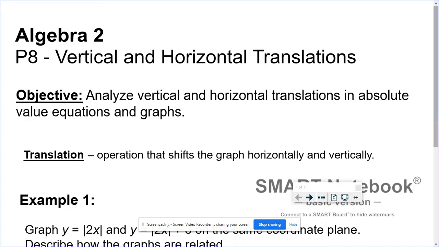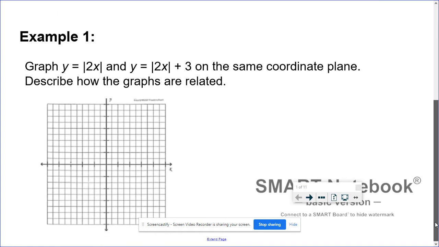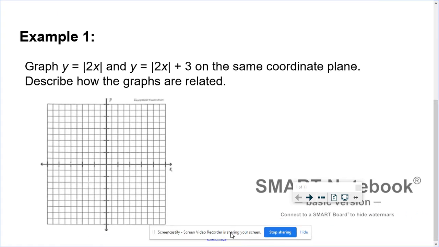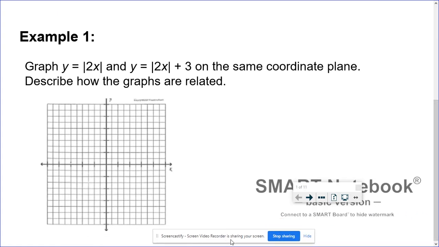The first thing we're going to do is just an example where we're going to graph two different absolute value equations and look at what that plus 3 does. They are basically the same function, y equals absolute value of 2x, and then one of them has a plus 3. So what effect will that plus 3 have between the two graphs? If you can take a guess, take a guess. And let's see if you're right.